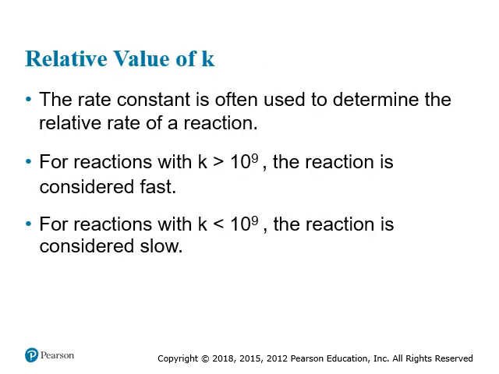Now, the relative value of K can be an indicator of the rate of reaction. For reactions where the rate constant is greater than 10 to the 9th power, or 1 billion, the reaction is considered to be quite fast. For reactions where the K value is less than 10 to the 9th power, the reaction is considered to be slow.